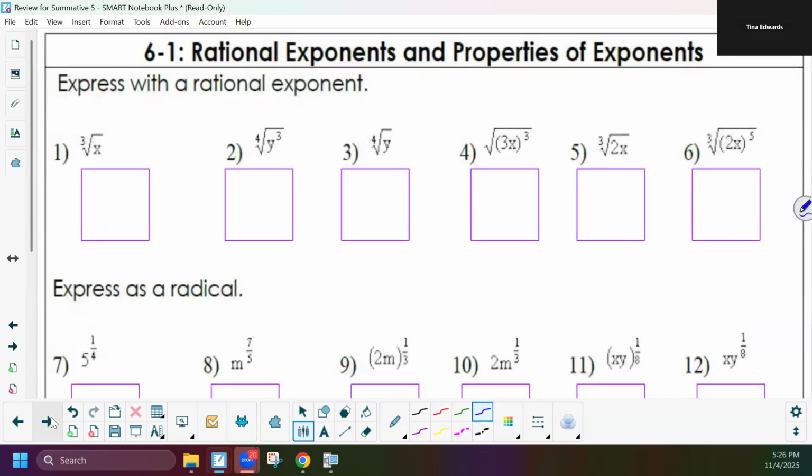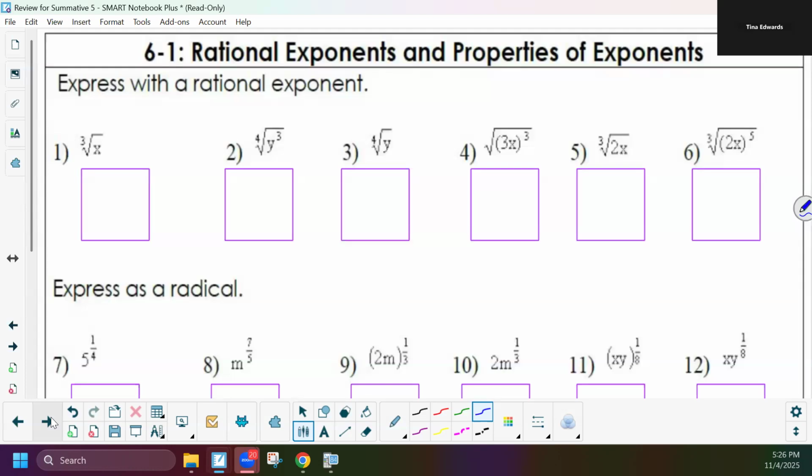Okay, the first page here, we are converting from radical to rational form. So let's go through these very quickly. For each section, you can pause and then check the answers. I'm going to pause in between so you guys can do chunks at a time rather than going through everything with me. You can do some of it by yourself.